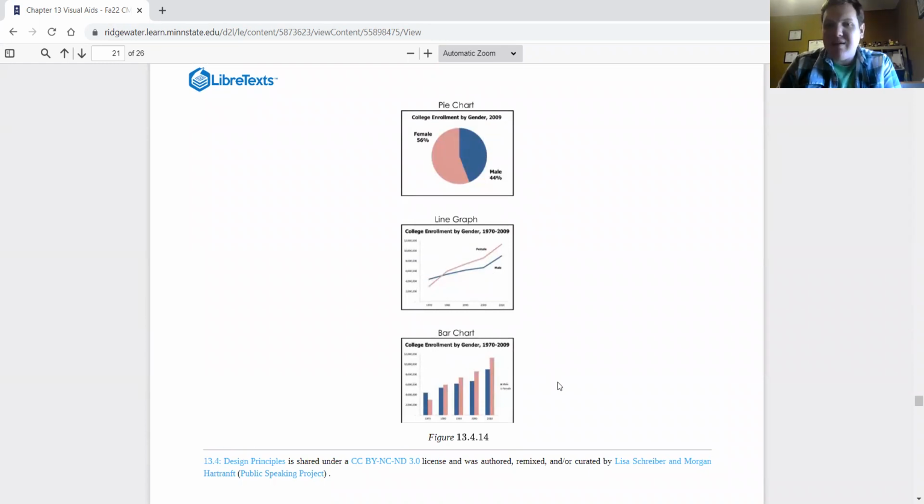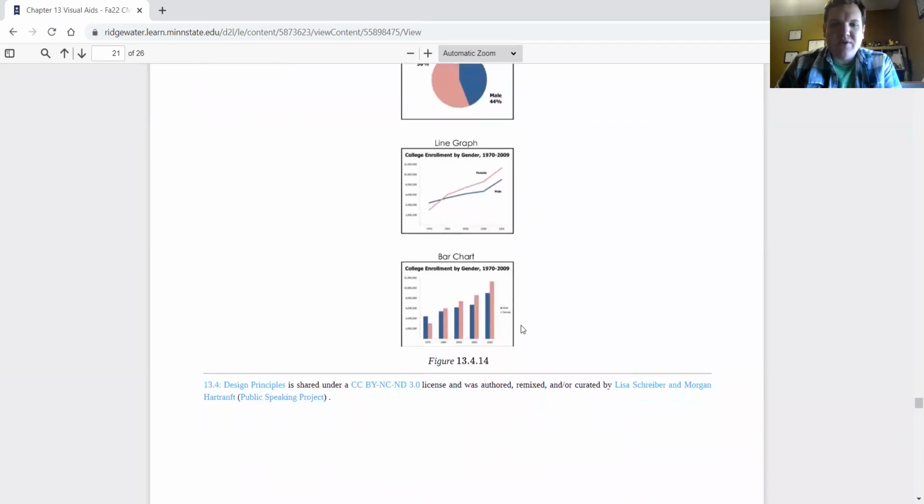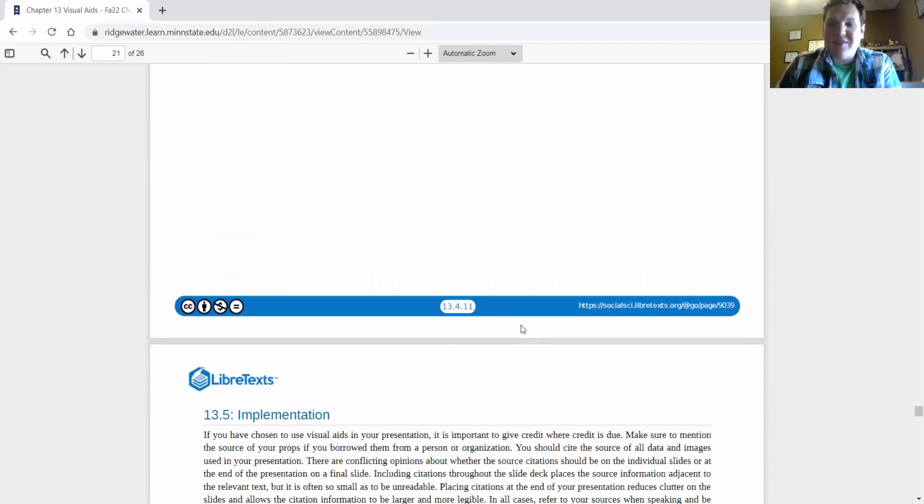So again, looking at pie charts, line graphs, bar charts, there are a lot of different ways to represent data, and it's what information do you have? Is it talking about how it changes over time? Is it looking for comparisons at one point in time, or parts of a whole? So again, figuring out what is appropriate for your presentation. Lots of different options there.